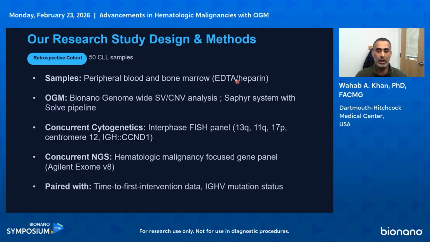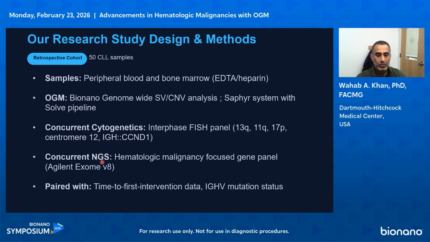Samples were collected in EDTA or heparin. We performed Bionano on the Sapphire system, on the Solve pipeline, and then we looked at concurrent cytogenetics with an interphase FISH panel using these specific regions. IGH::CCND1 was in there as well to rule out mantle cell lymphomas, and then the well-known 13q, the ATM, the TP53, trisomy 12.